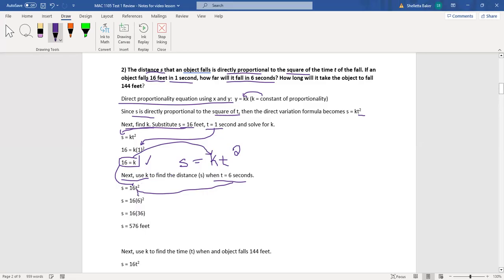And then we substitute 6 for T. 6 squared gives us 36 times 16. We'll get that distance, and the answer to our question is 576 feet.